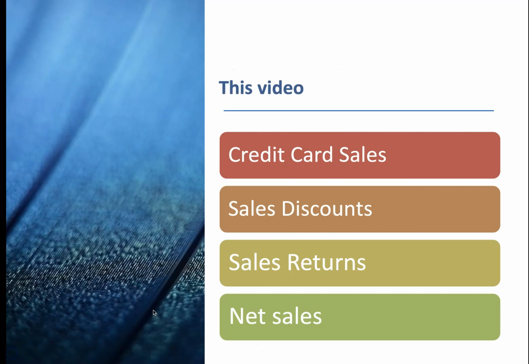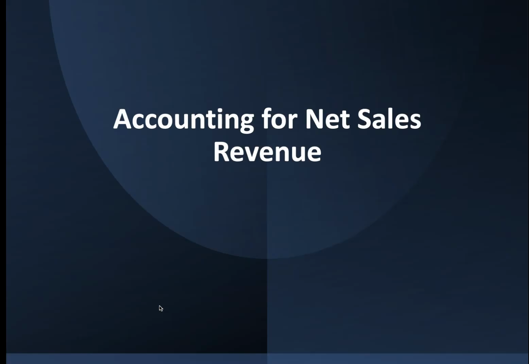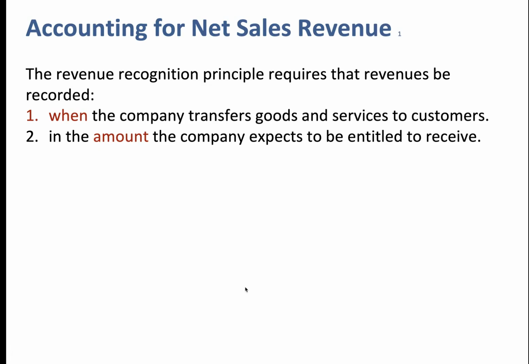In this video, we are going to discuss these items: credit card sales, sales discounts, sales returns, and net sales. Let's first talk about accounting for net sales revenues. In the prior chapters, we discussed accounting for net sales revenue and the revenue recognition rule.